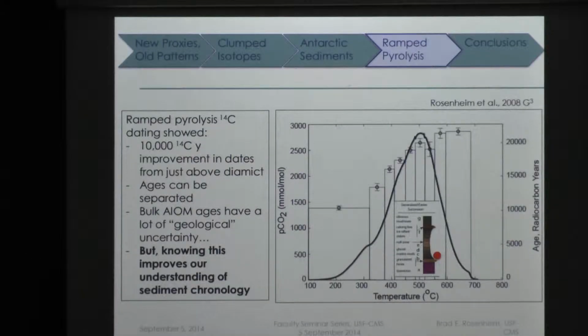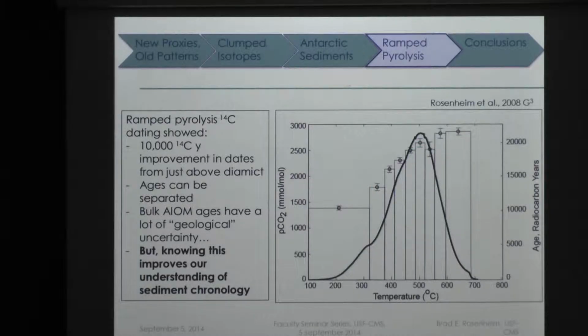In our first application of this method, we took sediment from right above the grounding line and we split it into 9 different temperature intervals. So this is temperature on the x-axis. This black curve is our CO2 evolution over the different temperatures. And with each different interval, I have a different width of a bar here that corresponds to this right-hand side axis in radiocarbon years.